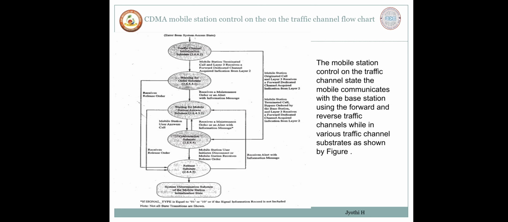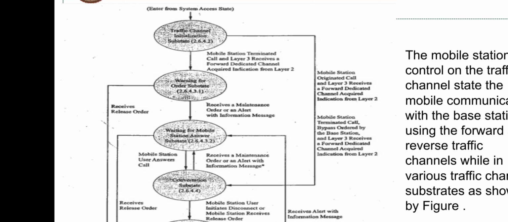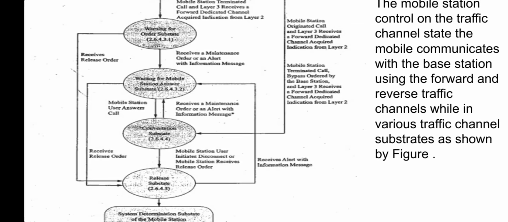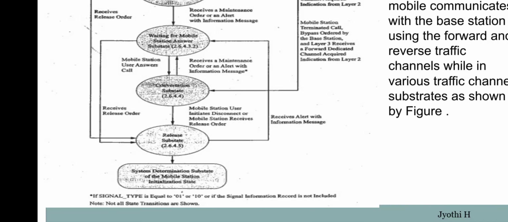The mobile communicates with the base station using the forward and reverse traffic channels, with the various traffic substates as shown in the figure. First is the traffic channel initialization substate. Next are the waiting for order substate, the waiting for mobile station answer substate, and the conversation substate. The last one is the release substate. The system determination substate is part of the mobile station initialization state.